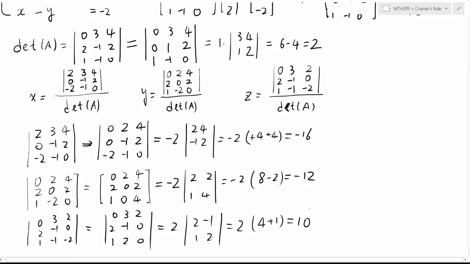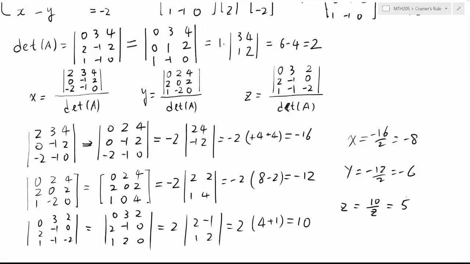Eventually we have the following solution: x is equal to negative 16 over 2, and that's going to be negative 8. And y is negative 12 over 2, and that's negative 6. And z is equal to 10 over 2, and that's going to be 5. All right, that's all for this Cramer's rule.